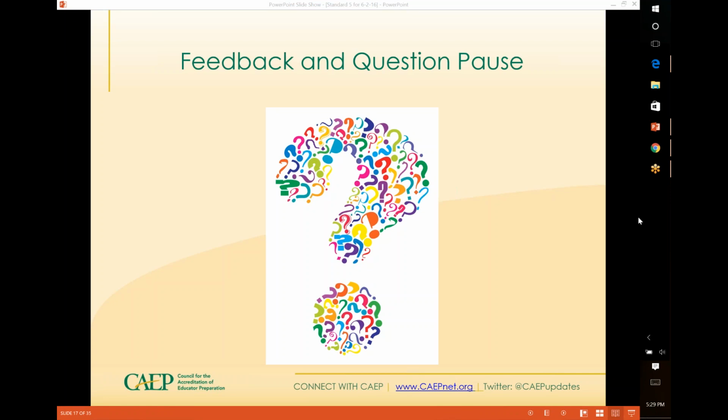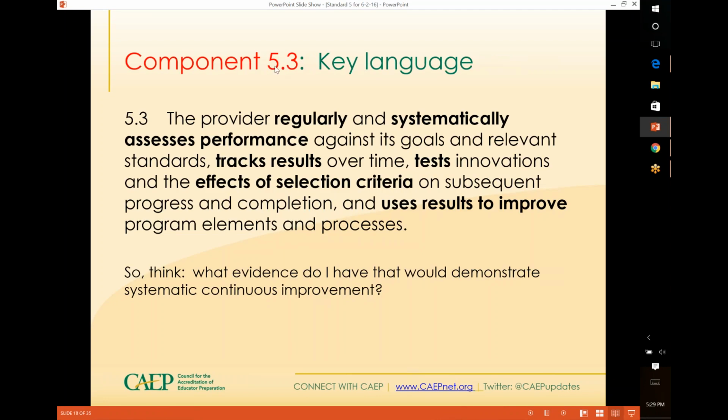All right, then we're going to forge on. Component 5.3, one of the ones you must address. And that's why it's in red here.